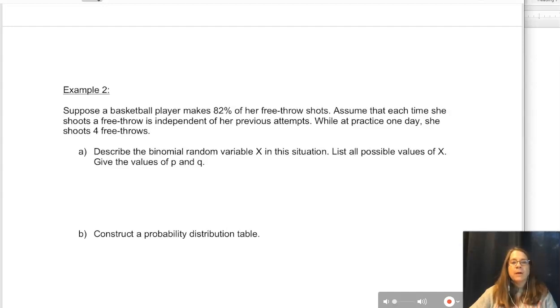Suppose a basketball player makes 82% of her free throw shots. Assume that each time she shoots a free throw is independent of her previous attempts. While at practice one day, she shoots 4 free throws. Describe the random variable, which is binomial x, in this situation. Then we're going to list all the possible values of x and give the values of p and q. Those are your probabilities. So in this case, my random variable x is going to count how many free throws she makes.